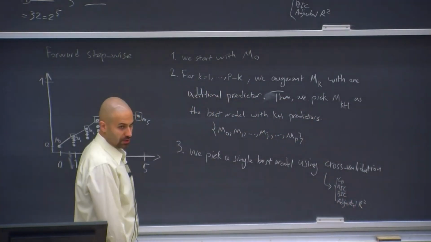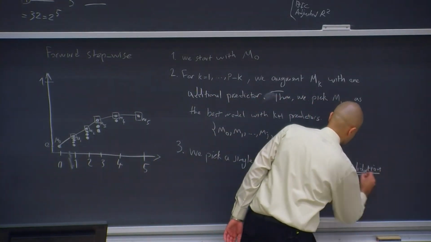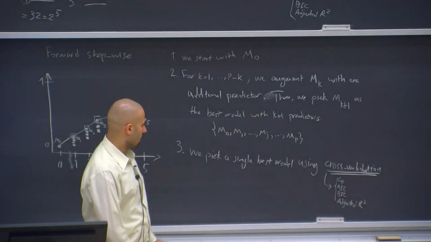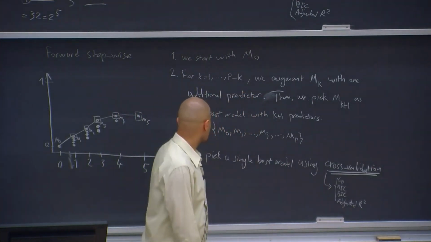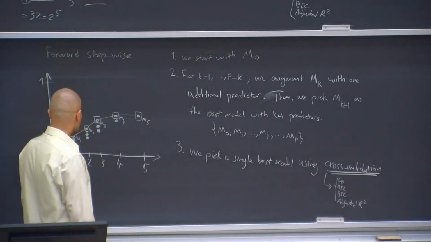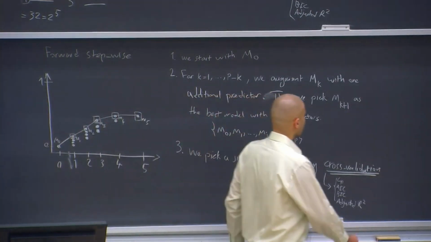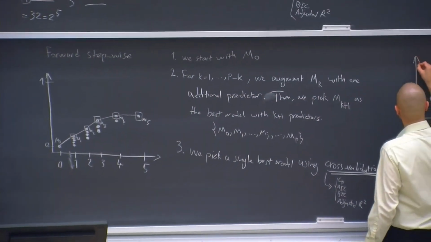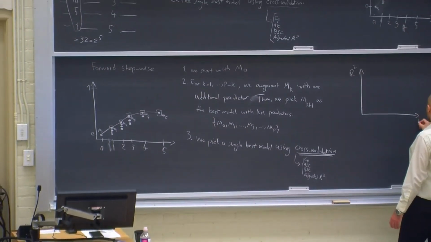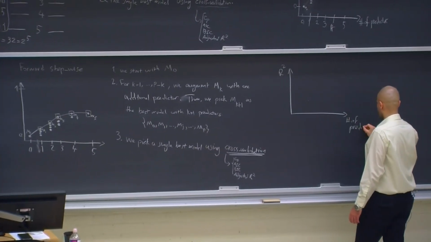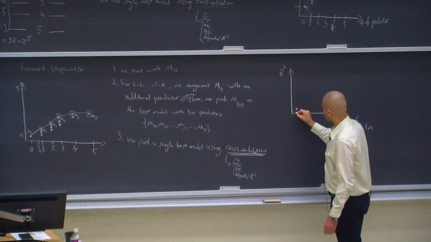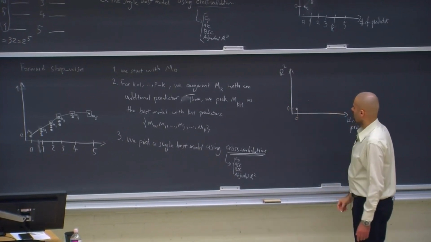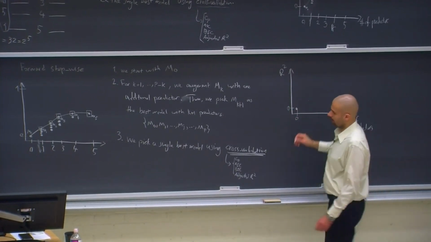CP, AIC, BIC, and adjusted R squared, but cross-validation is our preferred method because it doesn't have any limitation. Each of these methods has some limitations. So this is forward stepwise, and the plot that we would get starts from the same place, similar to best subset selection.